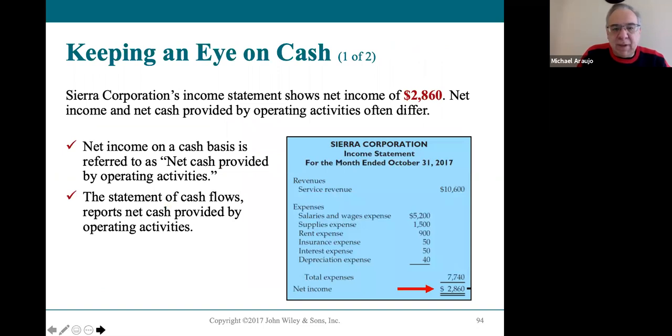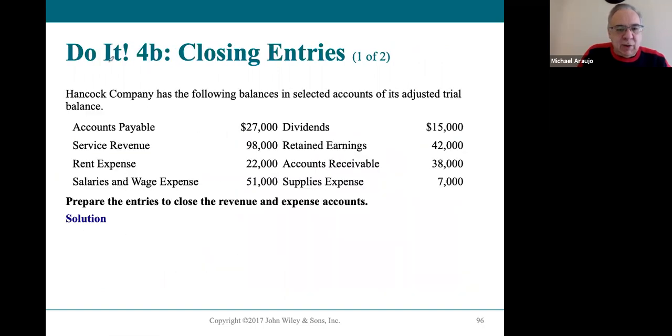Okay. All right, and so we're going to get to our do it exercise here for this last part, which is simply to do closing entries. It's the exact same 4-step process that we've outlined. Okay, and remember, the only accounts that go through this are the temporary accounts, the accounts that we must close at the end of the year. We must bring their balance to zero. Revenue, expenses, and dividends. No other accounts go through it.